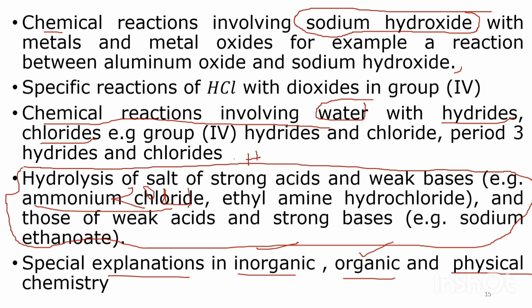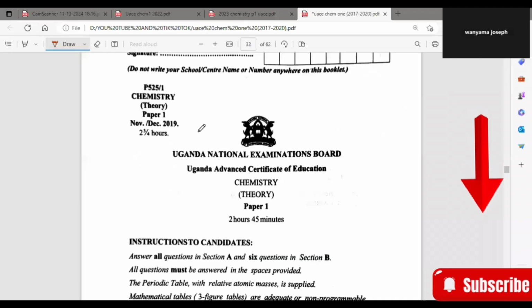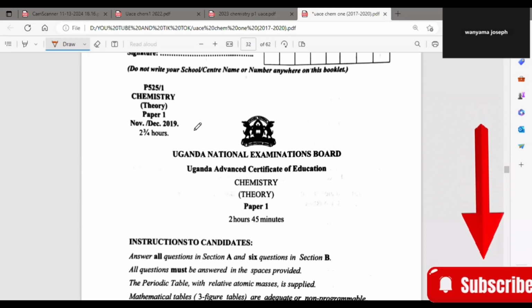Now we want to look at some of the papers and some of the mistakes in this paper. Now let us look at some sample papers here. Here we have with us UNEB 2019. Let us go through it and see what was said here and how we handled that.